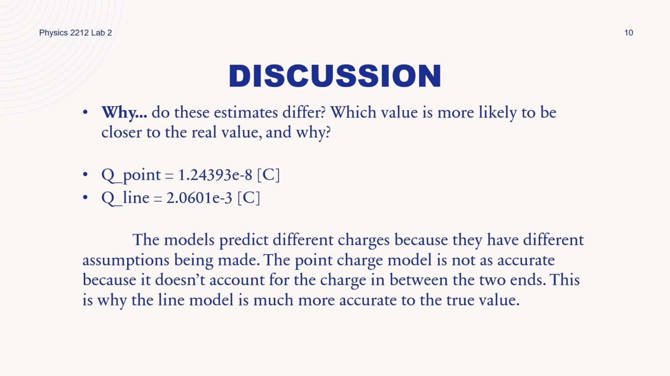The point charge model assumed that there were two charges, one fixed at both ends of the tape. However, the line model does not assume this. The line model assumes that there's a constant flow of electrons at a constant rate anywhere between both ends of the tape.